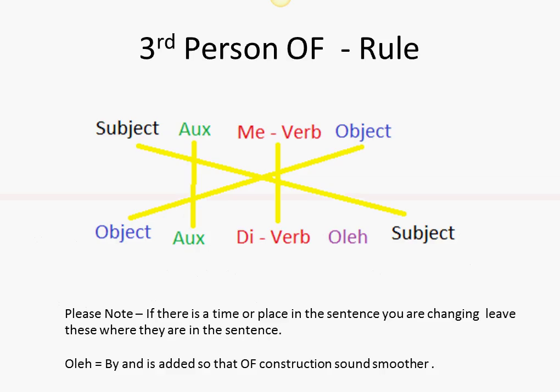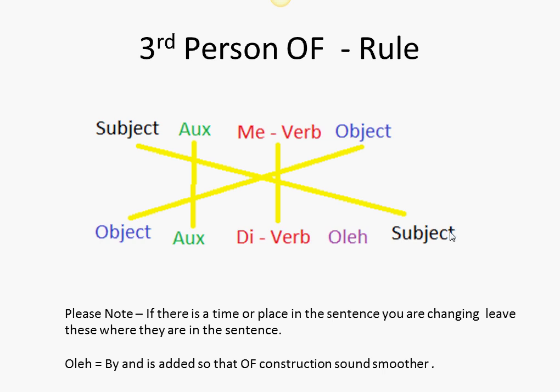Now we're going to run through the rule here. The third person object-focused rule can be confusing at first, but once you get the idea, it's pretty simple. Okay, so up the top here, we've got a standard sentence. So you've got your subject, your auxiliary, your verb, and your object. So it's in subject focus form here. Okay, and then to change it into object focus, it's usually very, very simple, as you can see if you follow the rule. Because it's object focused, the object always goes at the front. So we take the object from the back, put it at the front. The subject goes from the front to the back.